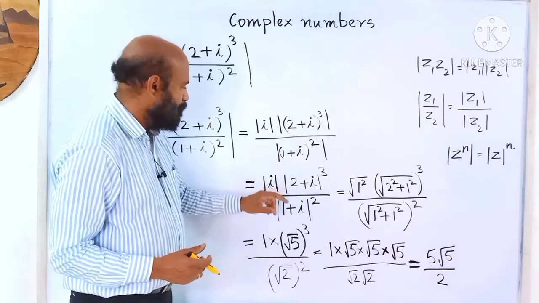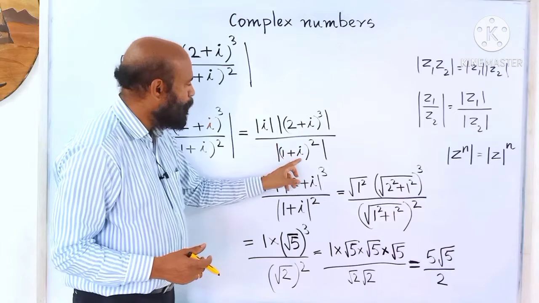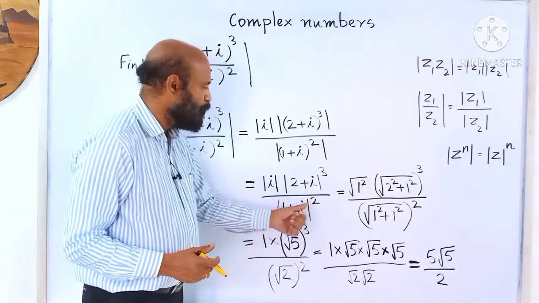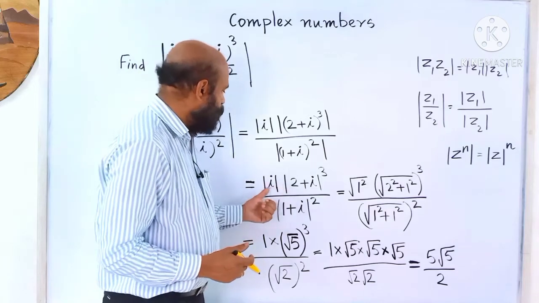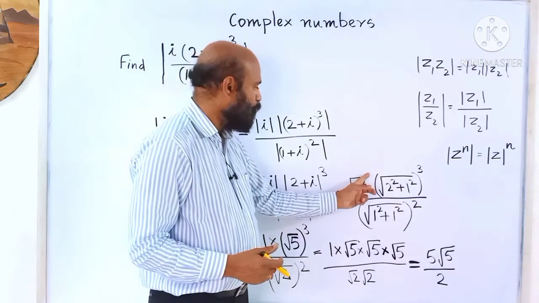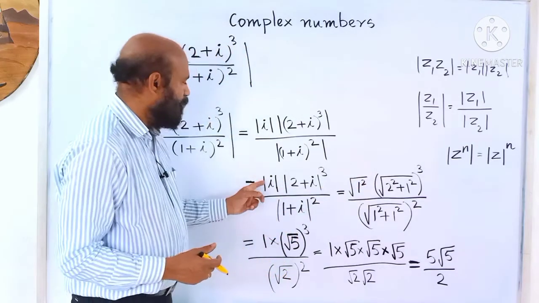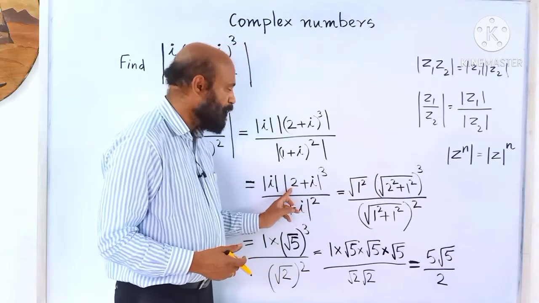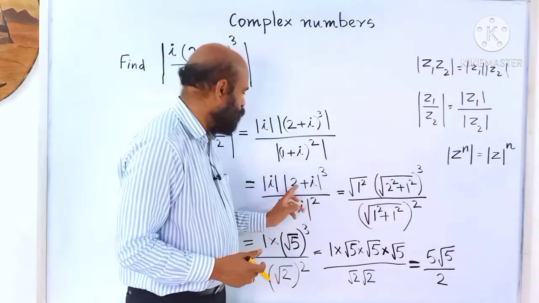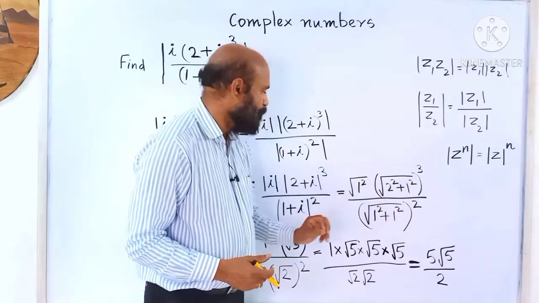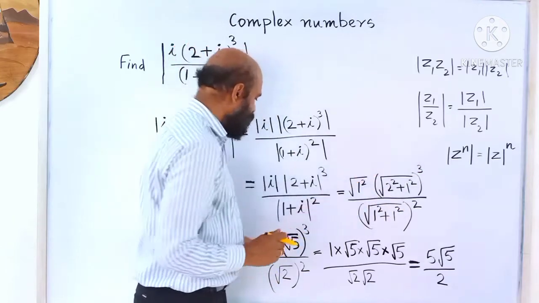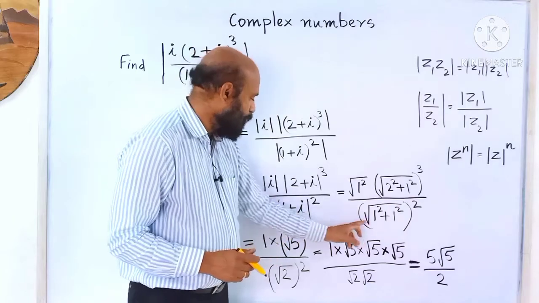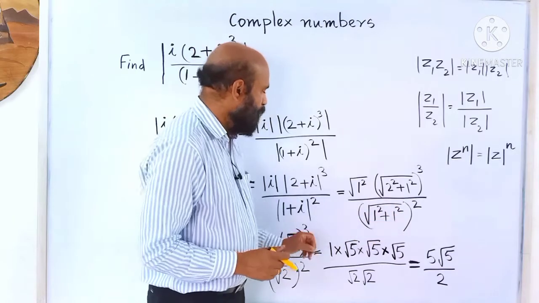Similarly here, modulus of (1 plus i) squared is the same as modulus of (1 plus i), then you square it. Then modulus of i is square root of 1 square, here real part is 0. Now here modulus of this is square root of 2 square plus 1 square, then it's a cube. Modulus of this is square root of 1 square plus 1 square.